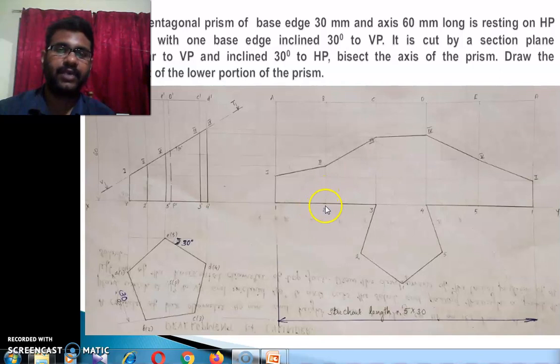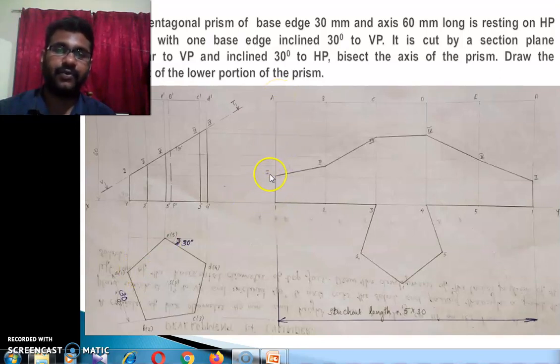Then you locate points 2, 3, 4, 5 on the bottom line, such that 1 2 equals 2 3 equals 3 4 equals 4 5 equals 5 1 equals the length of the base side. Then draw vertical lines through all these points up to the top line and locate points B, C, D, etc. Here we are assuming that we are opening from the side A1. That's why we are starting with point 1A.